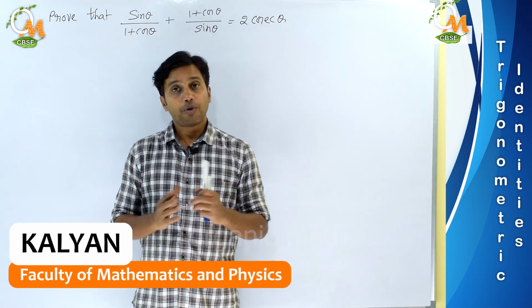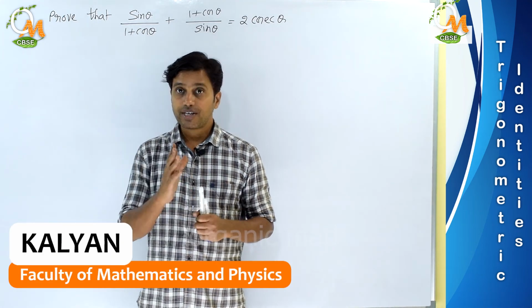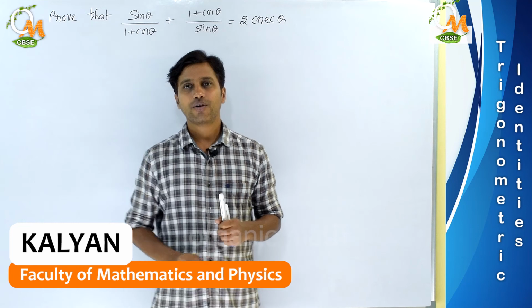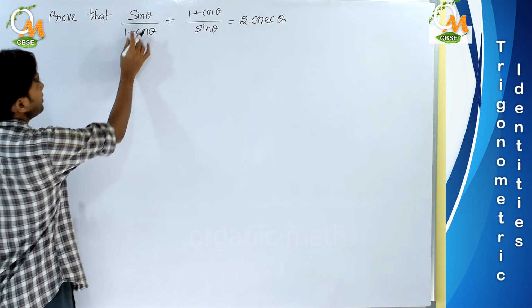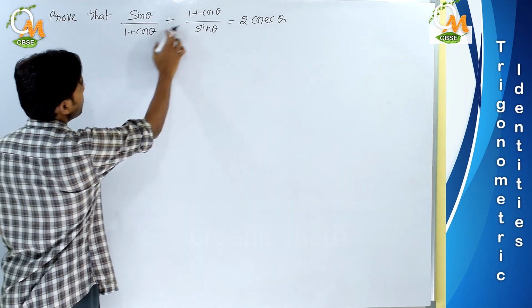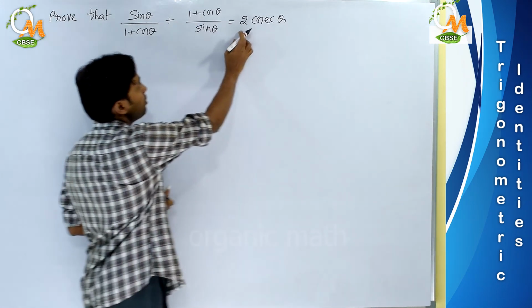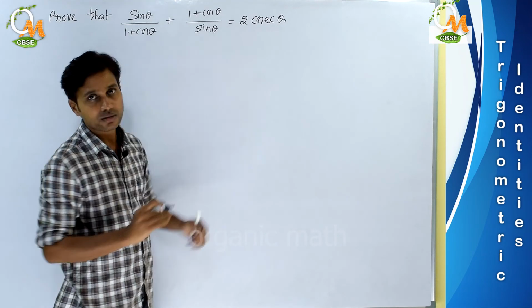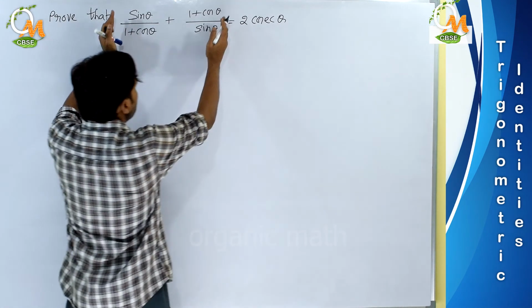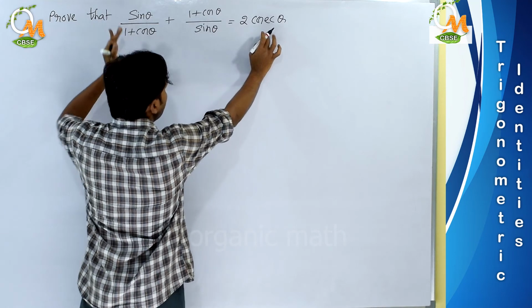Let us do one more problem based on trigonometric identities, which is a very important one, but simple. We can simply solve it. Prove that sin theta by 1 plus cos theta plus 1 plus cos theta by sin theta equals 2 cosecant theta. We need to show this. For this, you need to take the LHS and obtain this.